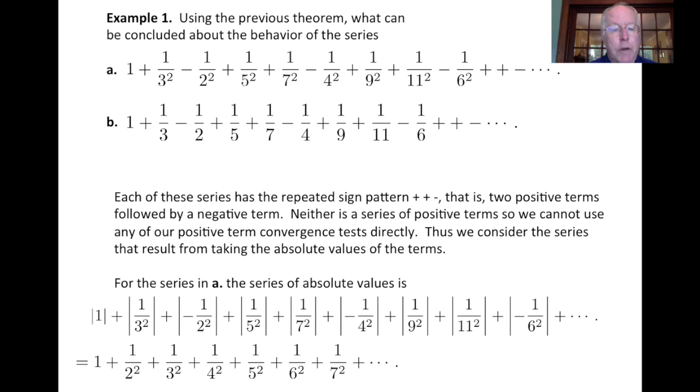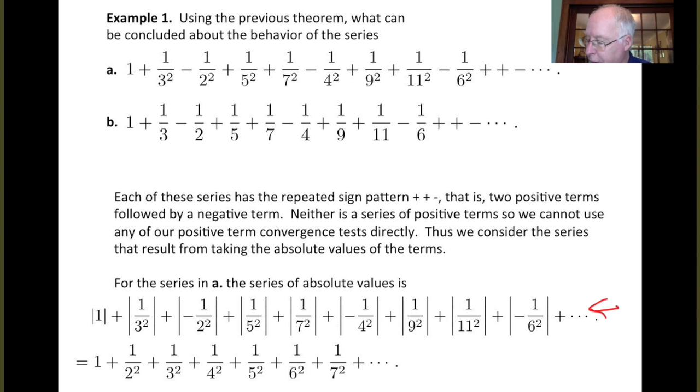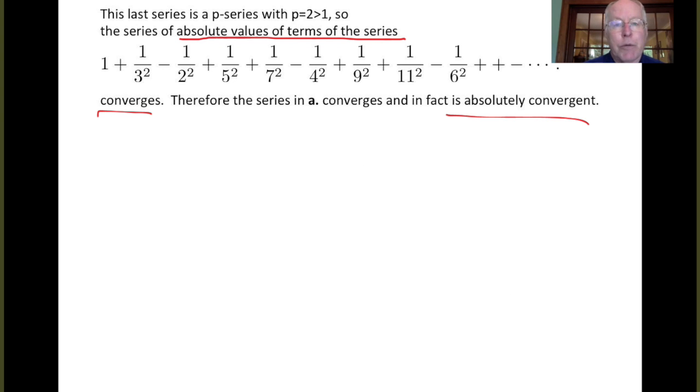Now, let's go to the series in part A. It has mixed signs, so we take the absolute values of all the terms, and that's what we see down here. And of course, the result then, with a little rearrangement, gives us just 1 plus 1 over 2 squared plus 1 over 3 squared plus 1 over 4 squared, etc. Just kind of move these terms around a little to put them in order. This last is a p series with p equal 2 bigger than 1, so we know that it converges. The series of absolute values of the terms of the series converges, and that means the original series is absolutely convergent.